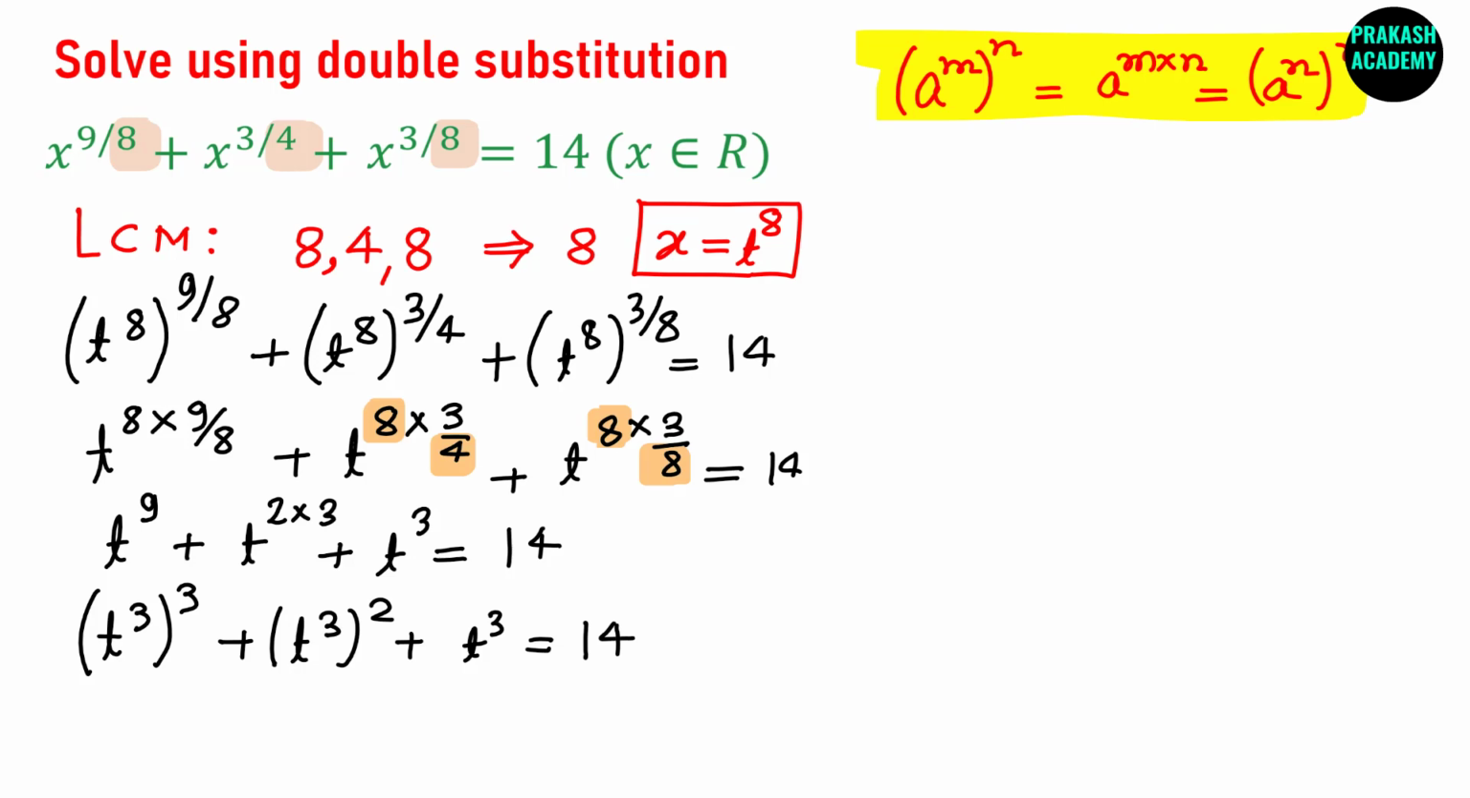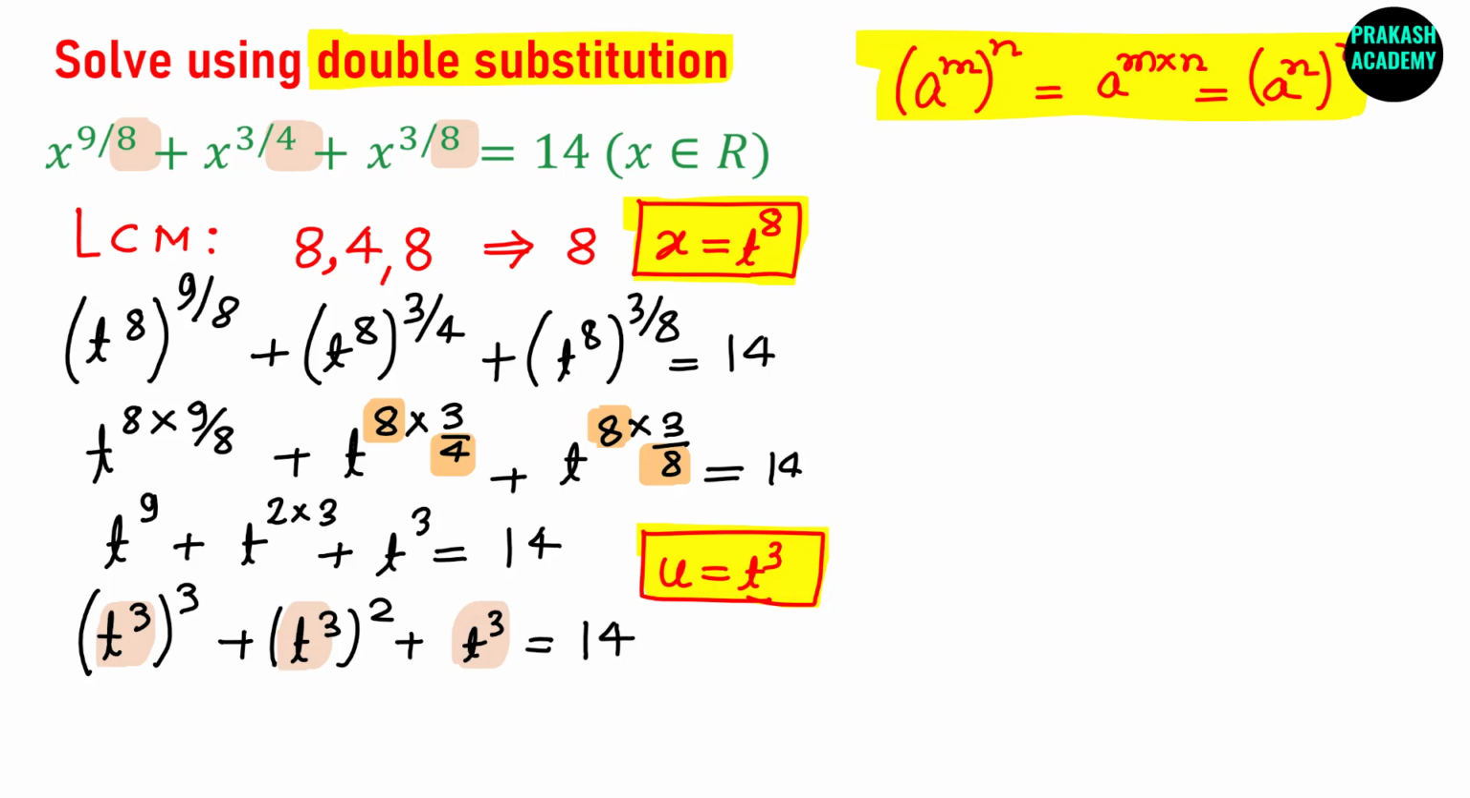Now you see, at every place we have t cube, t cube, t cube. So I will make a substitution, and this time the substitution is u is equal to t cube. So this is the second substitution. The first substitution is the one I made earlier, and now I am making this one. That's why we call this problem a double substitution problem.